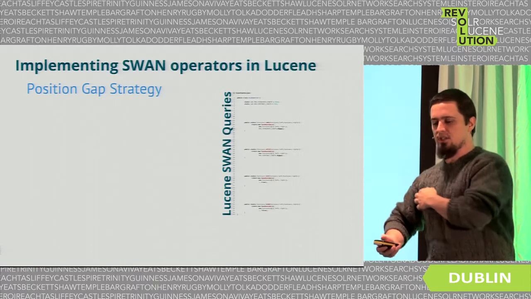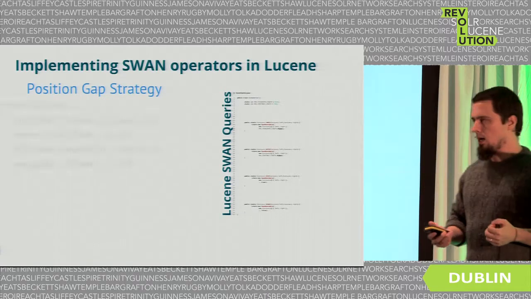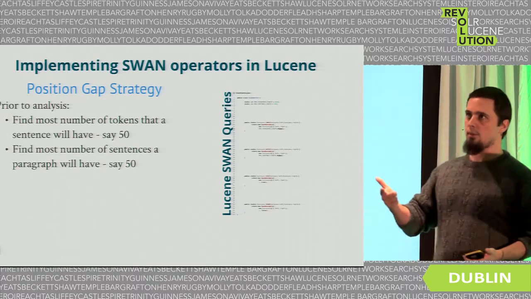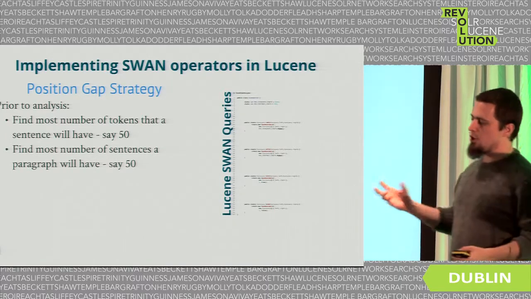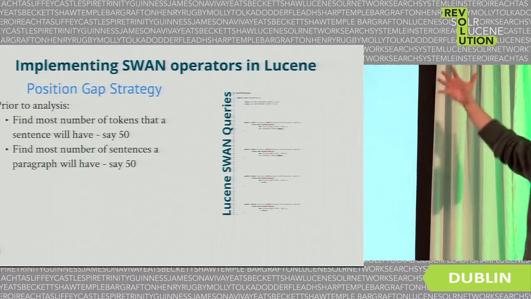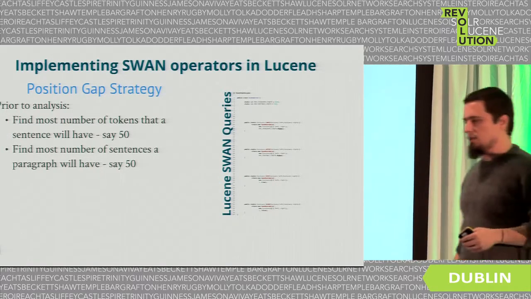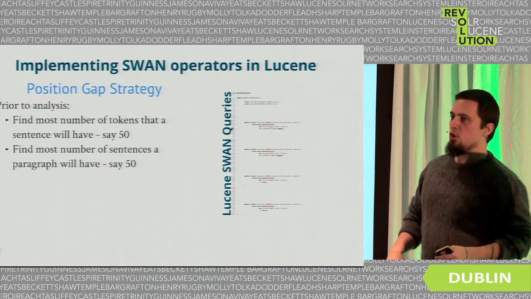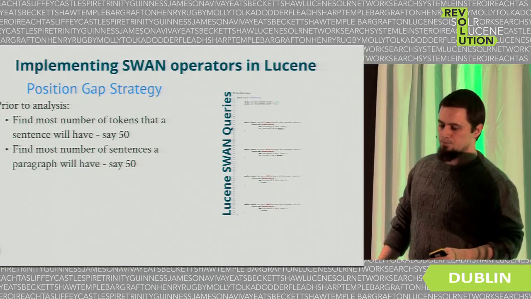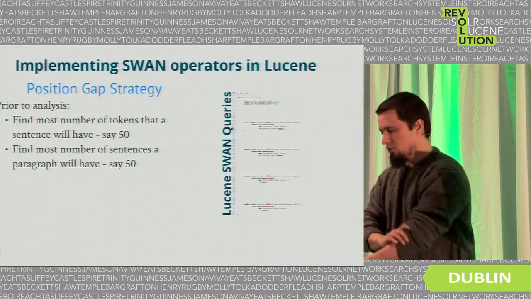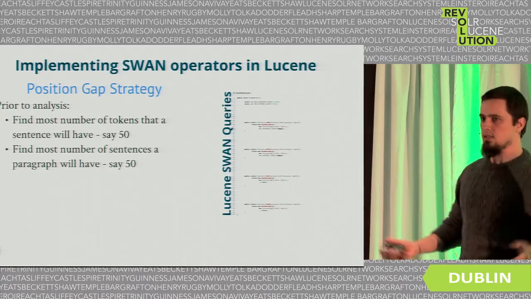We're going to use a position gap strategy. The thing we're really going for is specifically the same and the with operator. We need to somehow encode the information of this is a sentence and this is a paragraph. The way we did this was by sticking position gaps into the token stream as we analyze stuff.